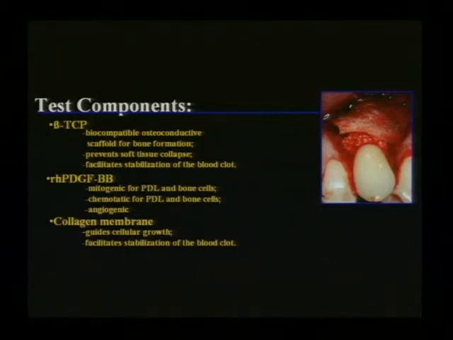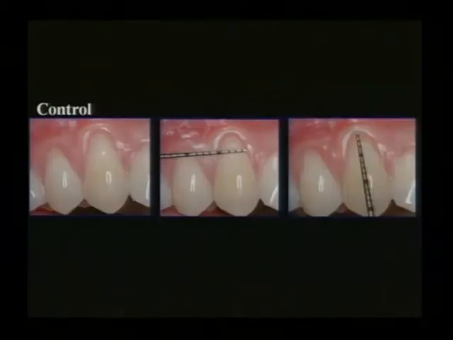This is a cell signaling growth factor. We probably know more about this growth factor than any other growth factor in periodontics. It's mitogenic and chemotactic for PDL cells and for bone cells, and it's angiogenic. It causes osteoblasts to produce VEGF. And we used the collagen membrane here because I was a little worried that the TCP particles might migrate out of my vertical releasing incisions, so we chose to use that in the pilot study. Well, here is one of the controls.